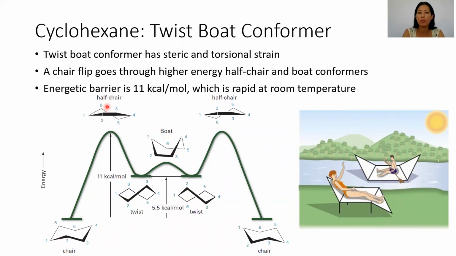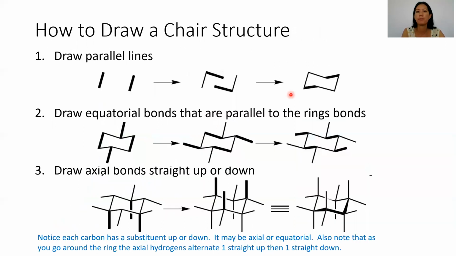And you have to go through some half chairs, twists. I don't need you to know that. But boat is higher in energy because these top guys bump into each other, and you guys will be working in your labs playing around with model sets, and you can do that now. You can see that there's a hydrogen here and here bumping into each other. So this is less preferred, but to go between chair and boat, and to go between chair structures, you have to go through the boat. The energetic barrier is 11 kcal per mole, which is actually rapid at room temperature. So you're constantly doing this sort of chair flip.